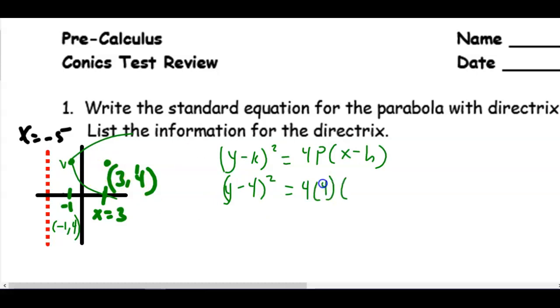All right, 4 times 4, (x minus, or x plus 1), because this is a negative 1. So (y minus 4) squared equals 16 times (x plus 1). All right, there is our parabola equation. So there's our standard form right there. All right. List the information for the directrix. I don't really know what that means. So I'm going to keep rolling.